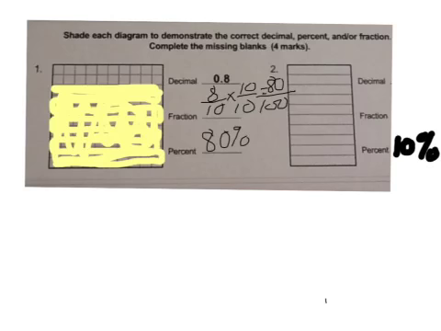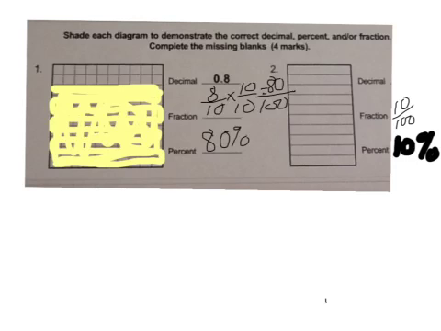Okay, the second one. It gave us 10%. So if it gave us 10%, we know that percent is per 100, so my fraction is automatically going to become 10/100. But I don't have 100 here. If I count these, I only have 10 of these ones.